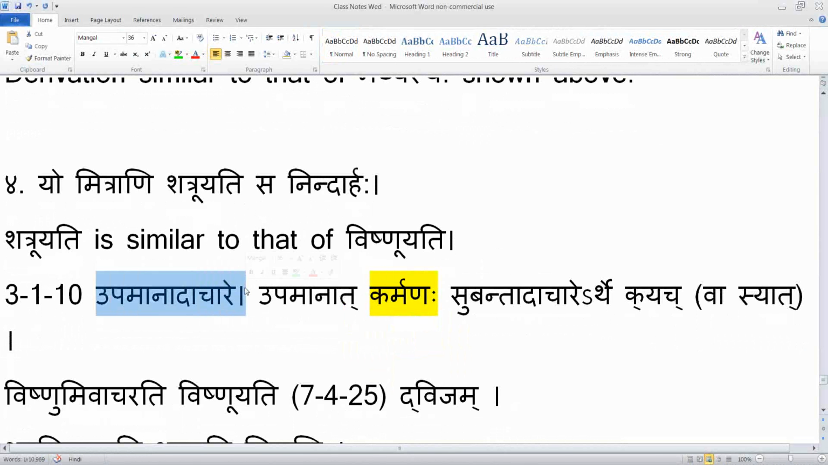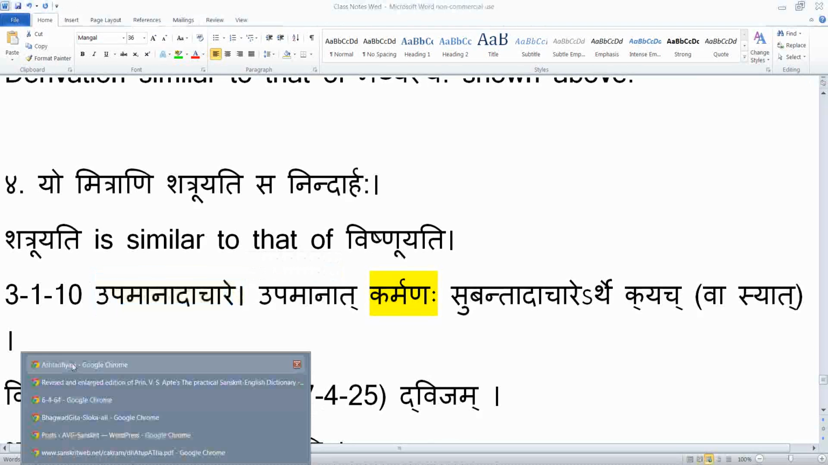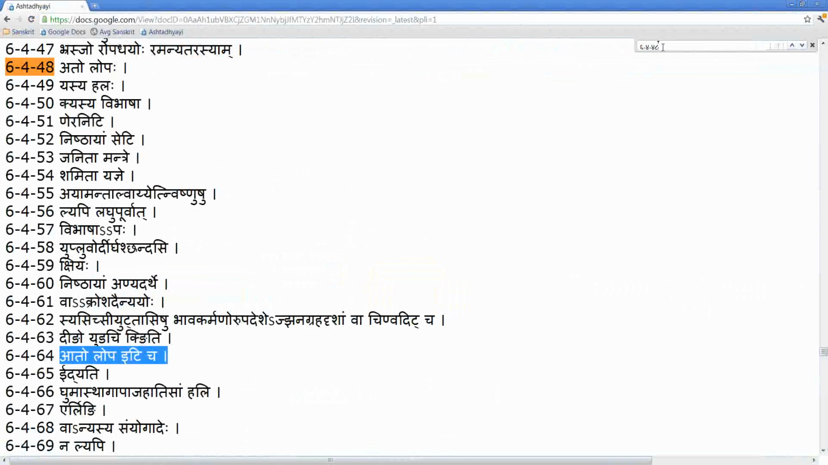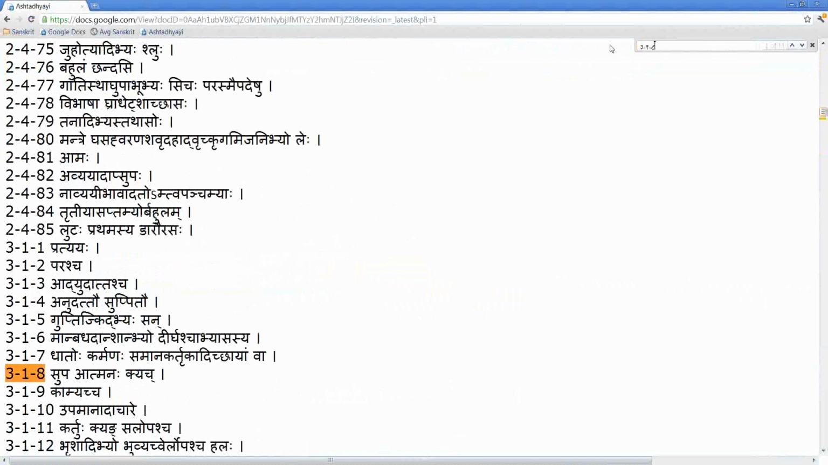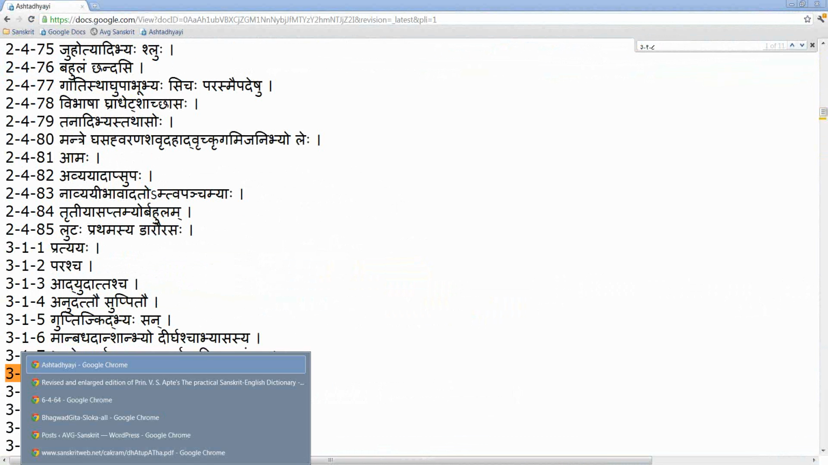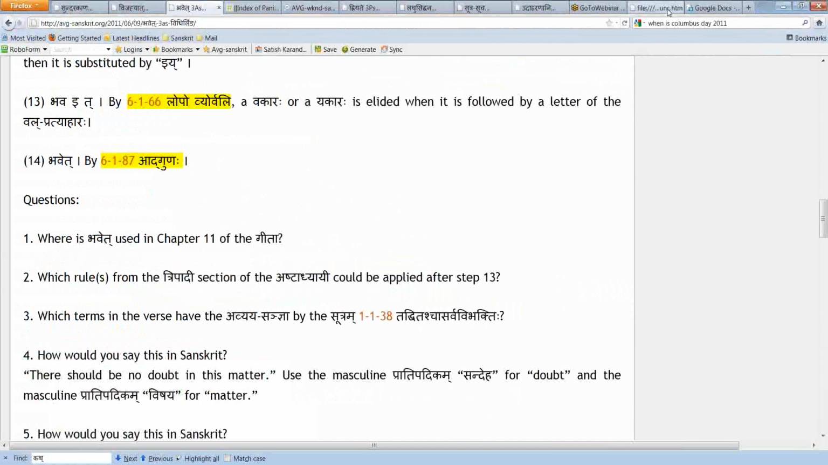So this is not somebody who wants Vishnu for himself. That's not the meaning here. This is not like putriyati. So atmanaha putram putriyati. So you have to be careful to see in what meaning. Just because you got the form doesn't mean, because these two rules are back to back. It's 3-1-8 supaha atmanaha kyach, and then almost back to back, upamanad achare. So 3-1-8 and 3-1-10, we have to carefully monitor these. In what meaning is that pratyaya kyach being used?